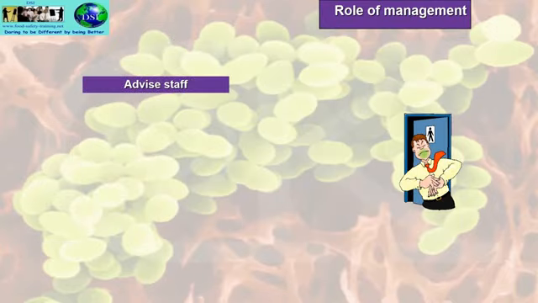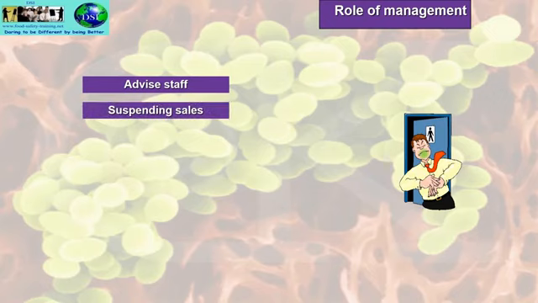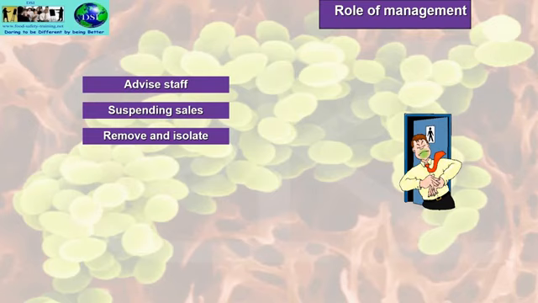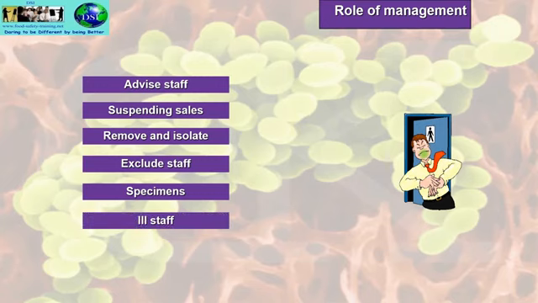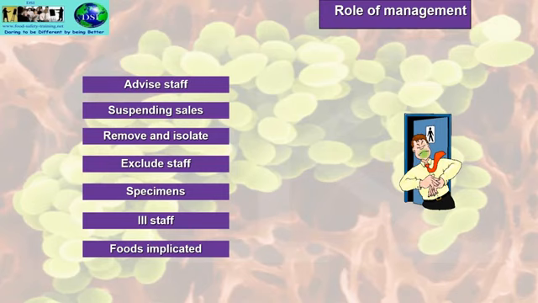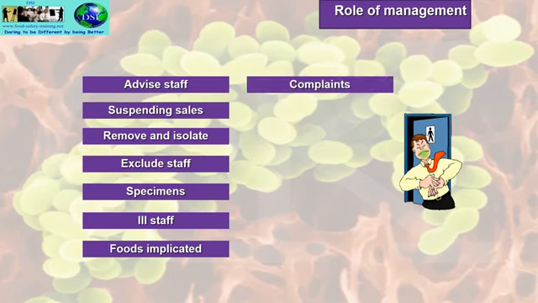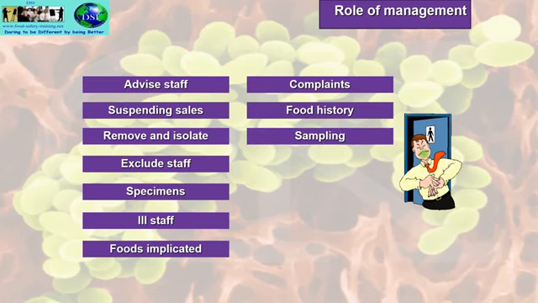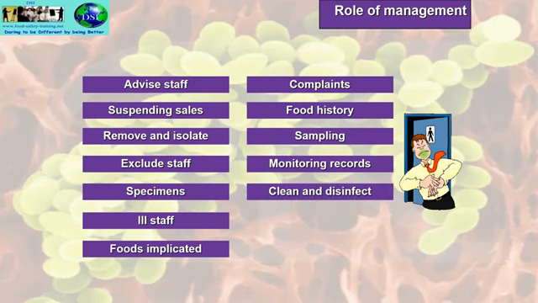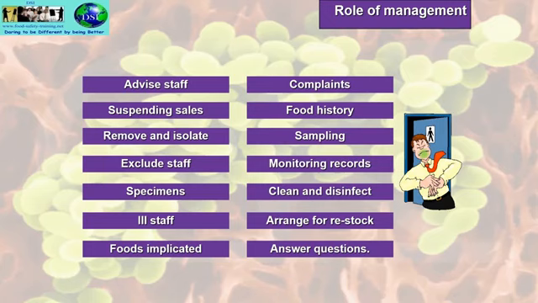So the role of management during a food poisoning outbreak is to advise staff, suspend sales, remove and isolate any of the food, exclude staff, take specimens. Ill staff must be reported to the investigating team, who they are, and any of the foods being implicated. What complaints have been made, what is the food history, any sampling needs to be taken as well, monitoring records, clean and disinfect, arrange for restock and answer questions. All these things are the role of management during the outbreak investigation.